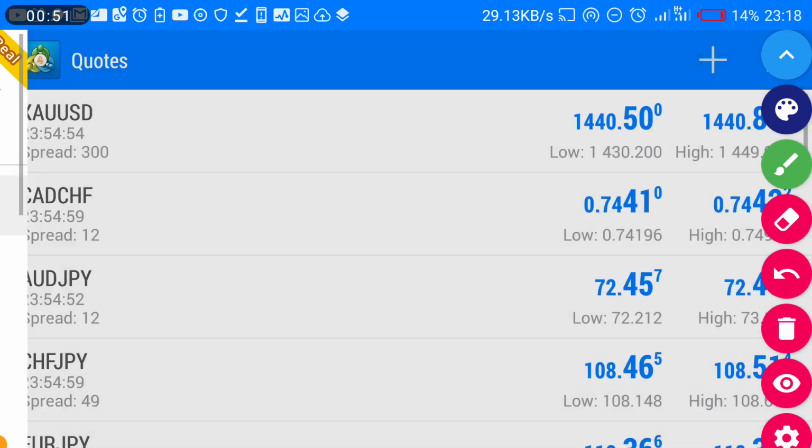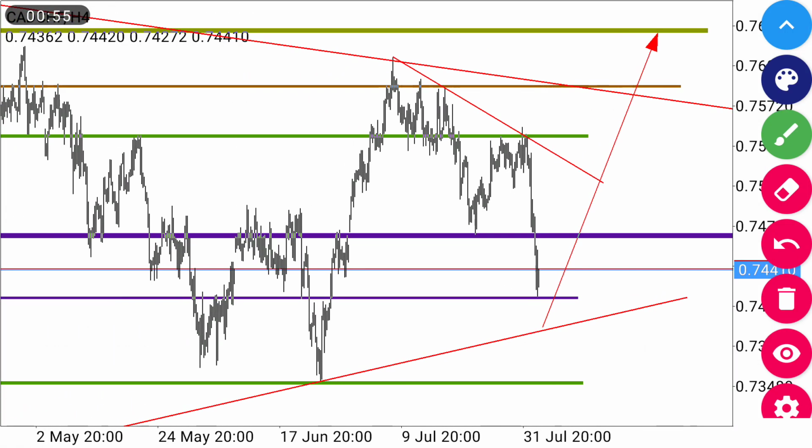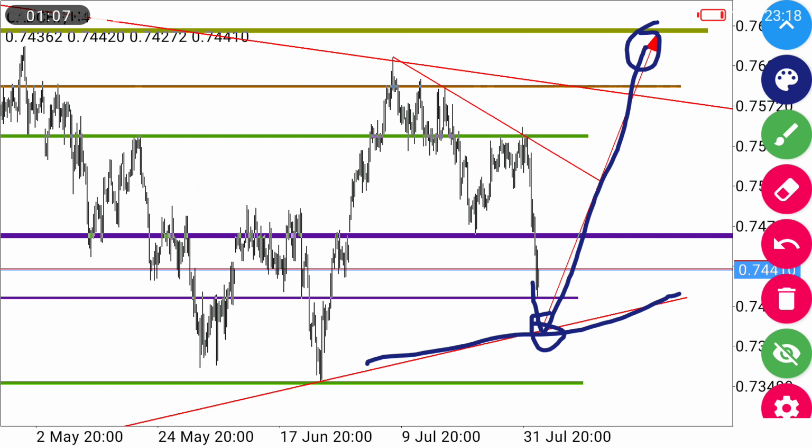Another pair which you're going to be focusing on is CAD. On CAD for the coming week, you're going to be looking for a bullish direction. The reason behind it is we have reached a certain point where there is a trend line, so we will have a little pullback. Then from there we will see a bullish entry so that we can enter moving toward that direction. This is CAD and this is the H4 time frame.